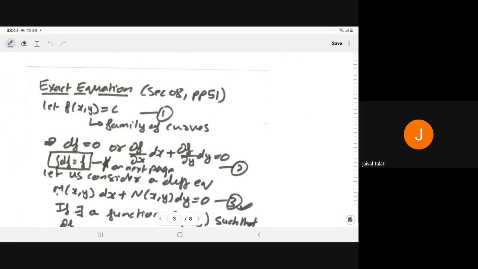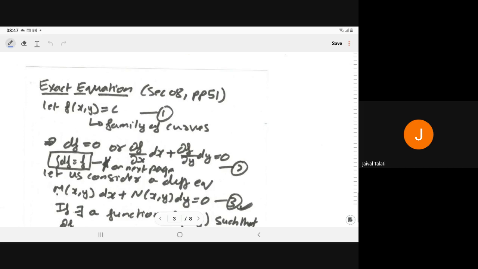Now, the next section is Section 8. This is the completion of Section 7, homogeneous. Now Section 8, the exact equation. When we say the exact equation, before that, you should have the idea of the family of curves.